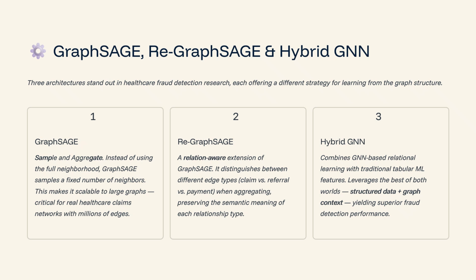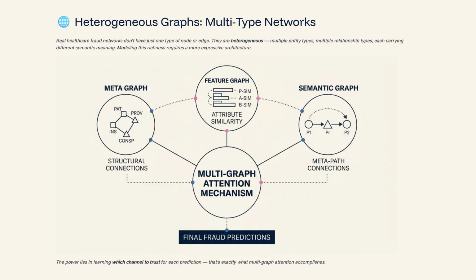Each of these represents a different trade-off between scalability, expressiveness, and interpretability, and knowing when to use which is part of the craft. In the heterogeneous graph, different node types are processed through different channels. A patient node and a provider node don't just have different features. They have different learned representations, different update mechanisms, and different roles in the overall graph structure.